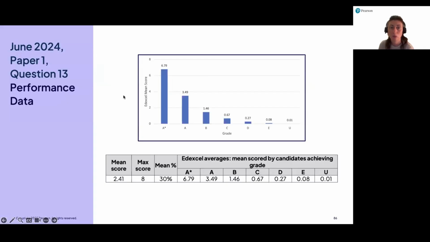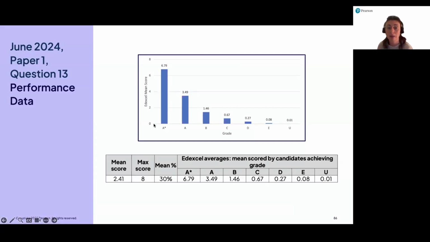And I really like this as well. So we get the performance data. So you can see the max score was 8. So it's out of 8. The mean score was 2.41. So quite a low scoring question. It was question 13. It was right towards the end.